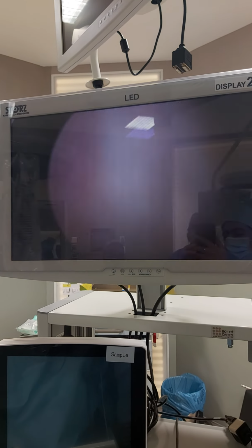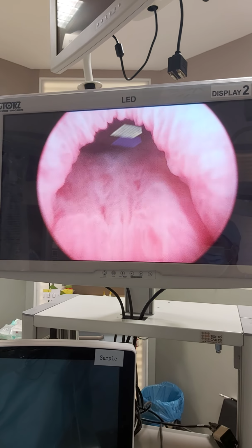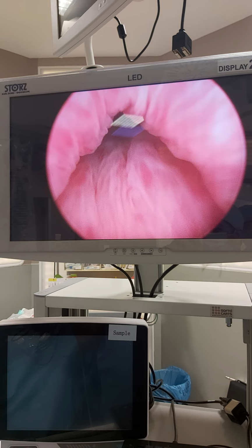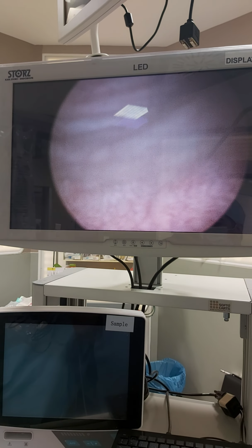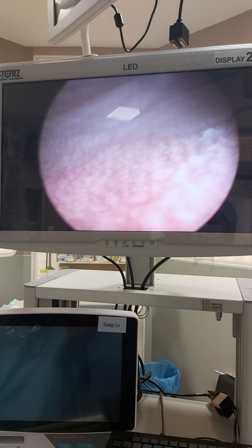This lady is coming from Sweden. She has chronic cystitis. When we look at the urethra, it is normal. Sometimes we have concerns about the urethra, but there is no problem in this urethra. When we look at the trigone, there are abnormal patchy tissues over the trigone.